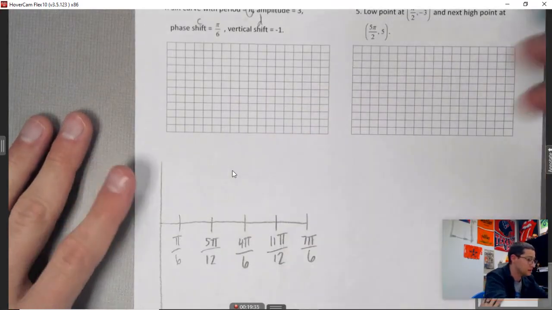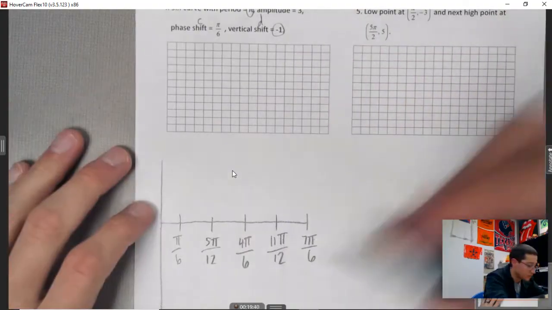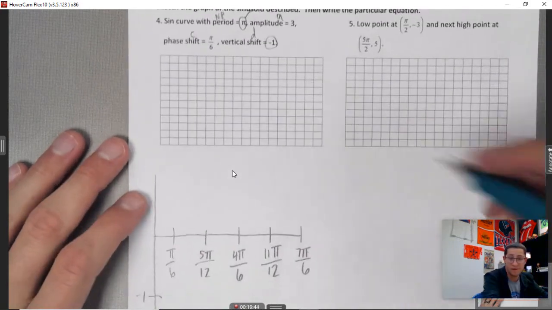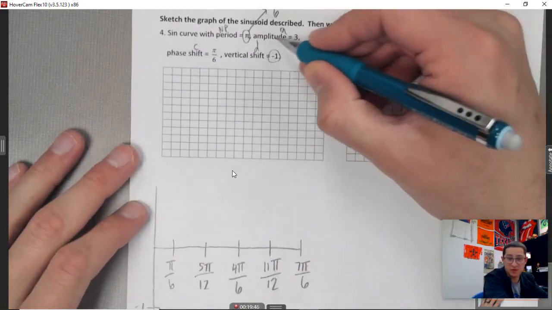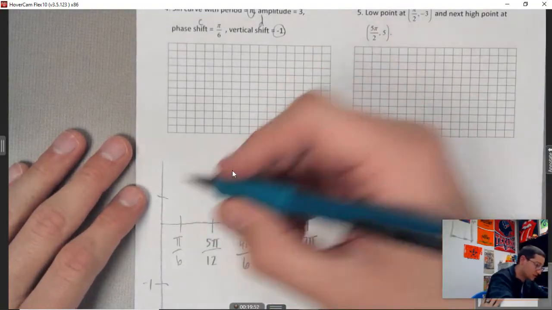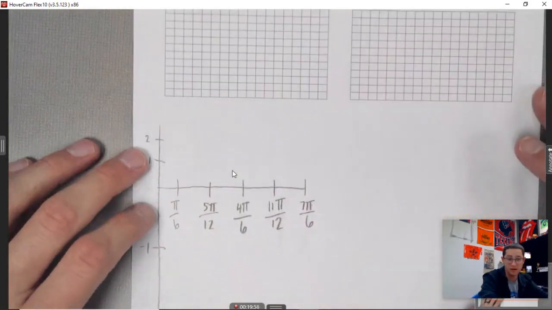And let's see, vertical shift. Let's get my axis there, my baseline. And I'm just going to put -1 right there. What is my amplitude? My amplitude is 3, so 1, 2. The scale here is going to be a little funky. Bear with me. Okay. But -1 to 0.